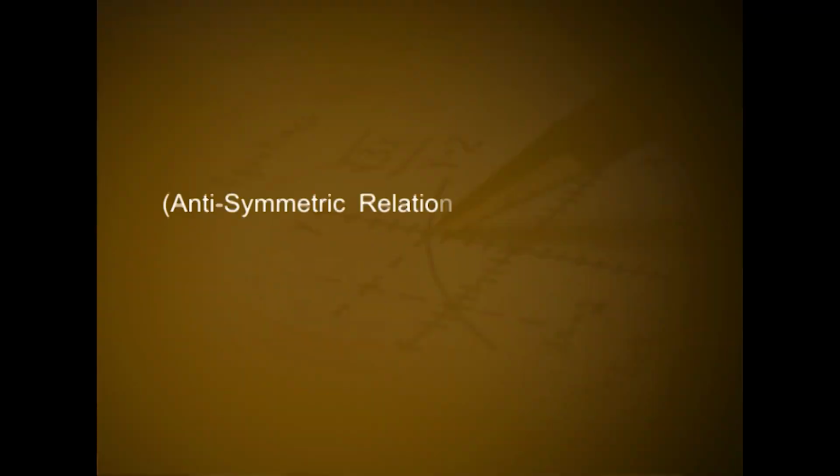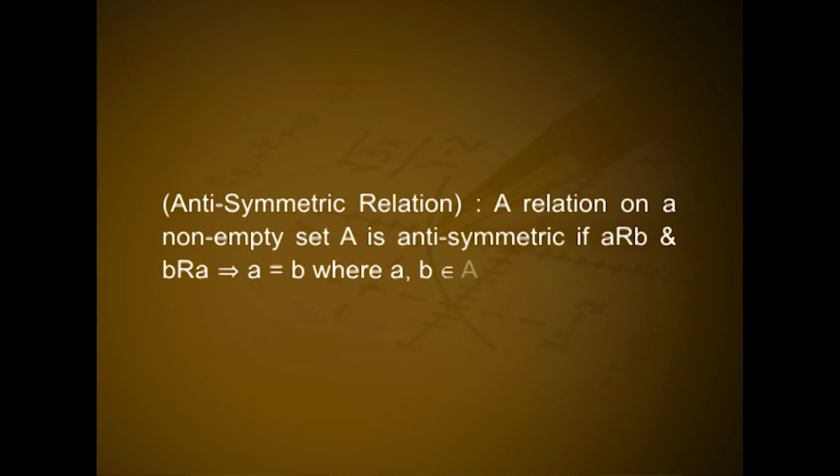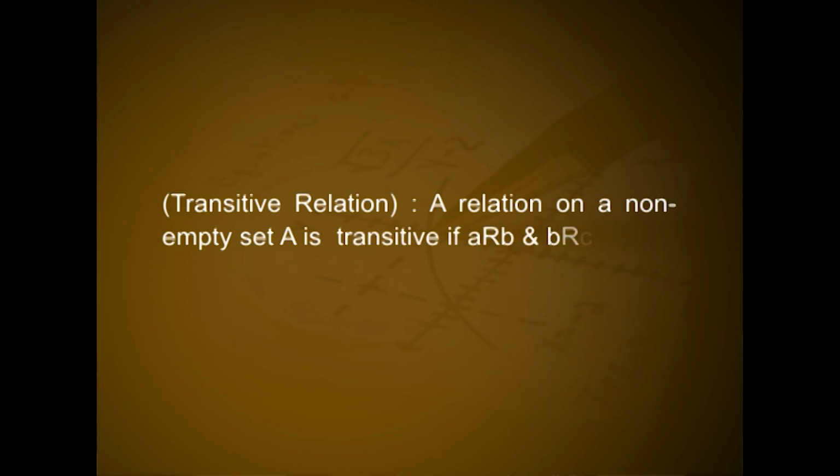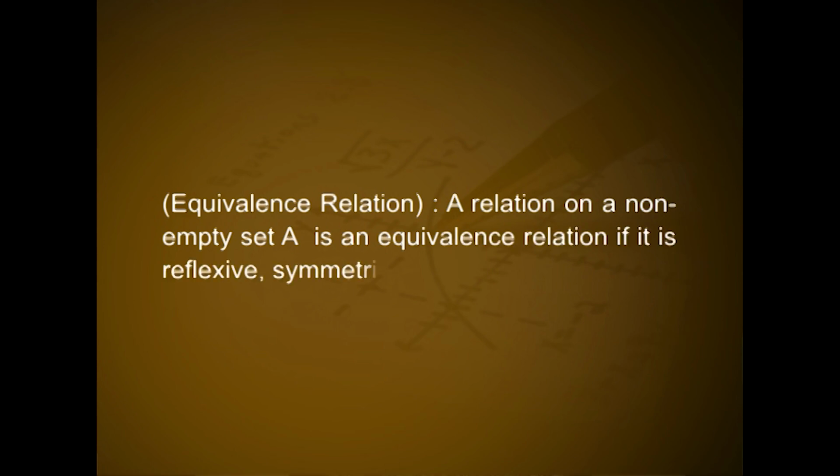Next, antisymmetric relation. A relation on a non-empty set A is antisymmetric if a related to b and b related to a implies a equals b, where a, b belong to A. Next, transitive relation. A relation on a non-empty set A is transitive if a related to b and b related to c implies a related to c whenever a, b, c belong to A. Equivalence relation. A relation on a non-empty set A is an equivalence relation if it is reflexive, symmetric and transitive.